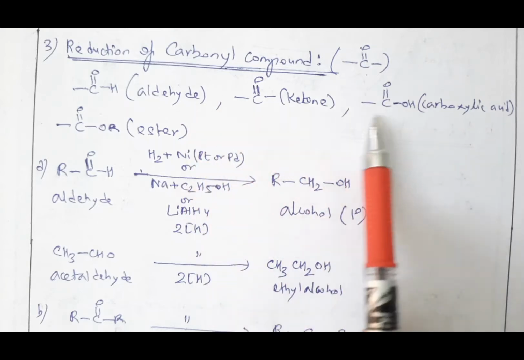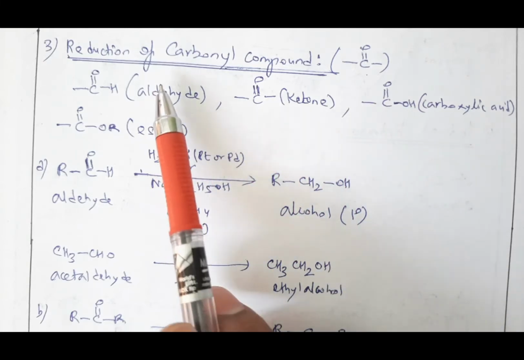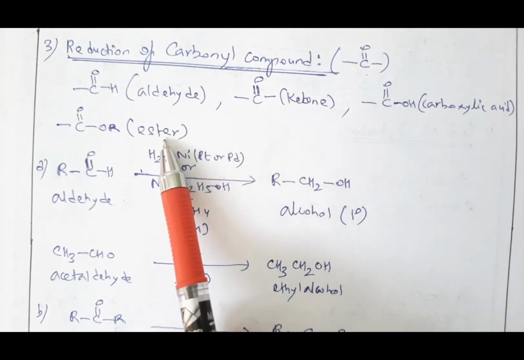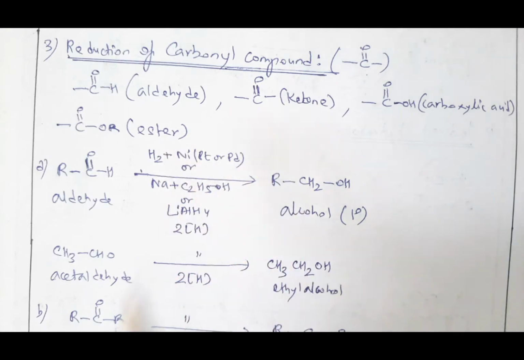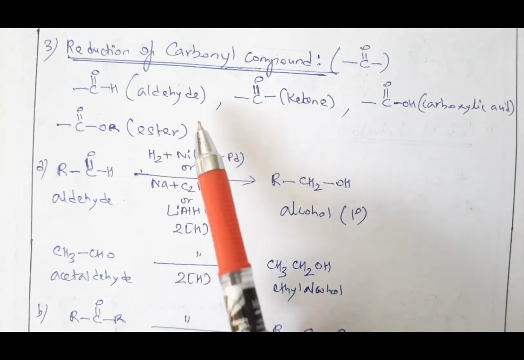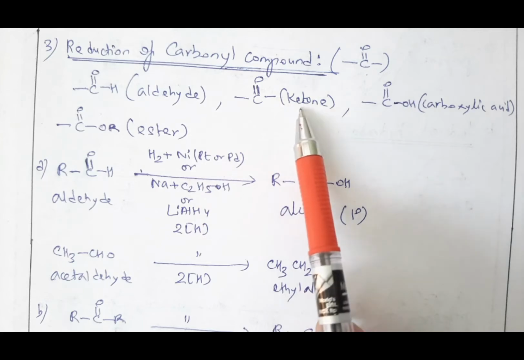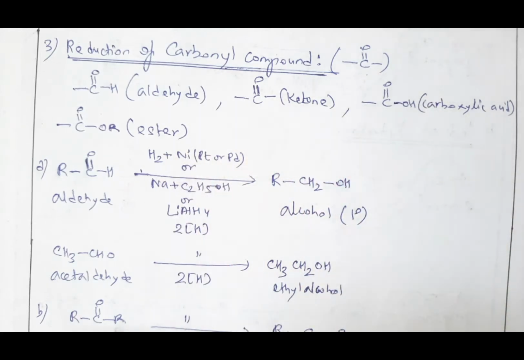And all these compounds can be reduced to alcohol. When you reduce all these compounds, they will be reduced to alcohol. Now let us see one by one. First we'll see the reduction of aldehyde, then ketone, then carboxylic acid, then ester.